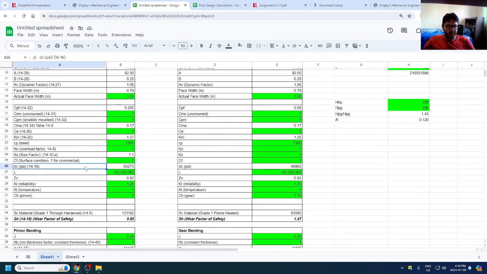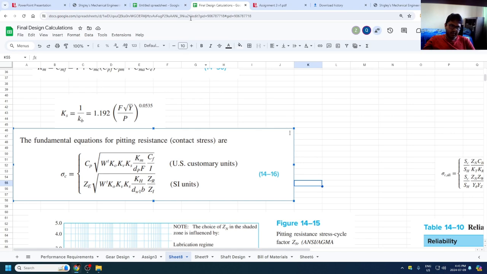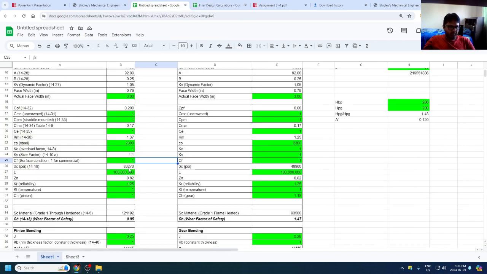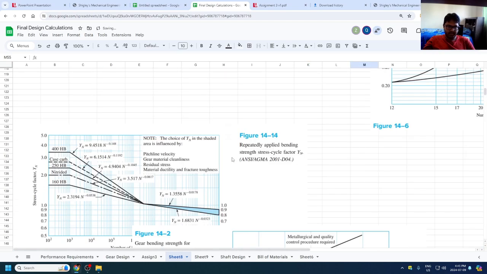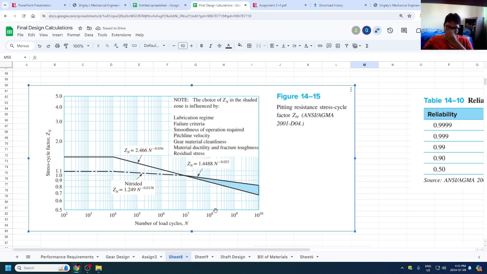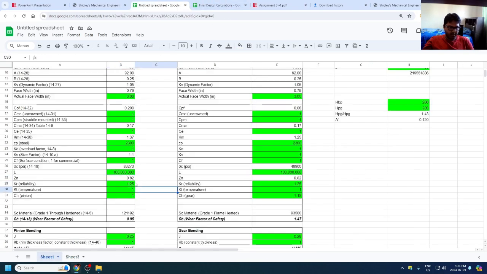And then finally from equation 14-16, we can get our contact stress. Here's the contact stress equation. Use this equation right here, with all these variables that I needed to calculate. The result is 83,000 psi. The life is going to be 100 million cycles as given, and you get Zn from this graph, figure 14-15, for 100 million cycles. It'll be this equation, 2.466 N to the power of there. That is the equation that I'm using.